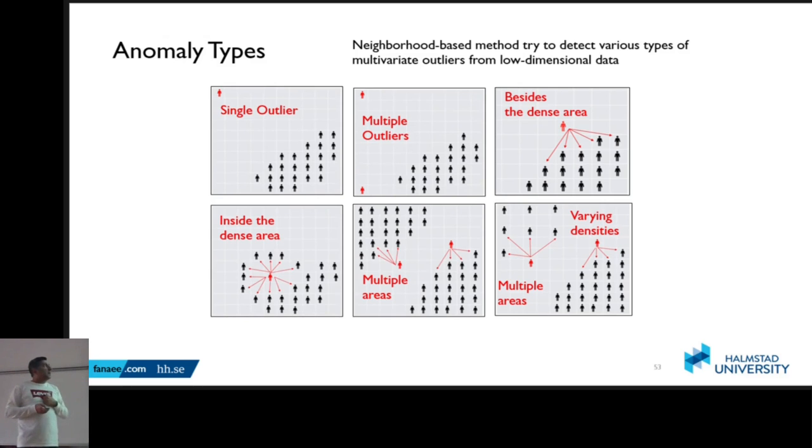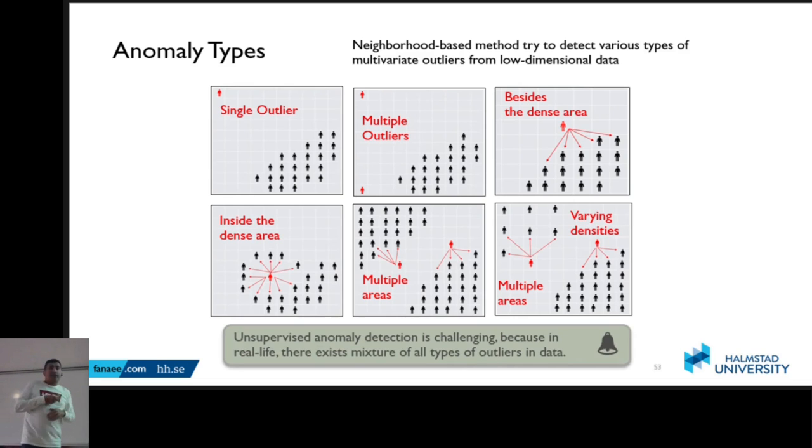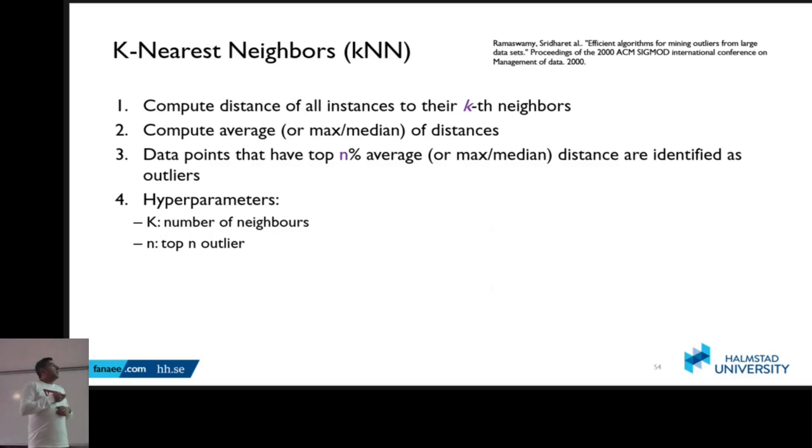The idea of neighborhood-based methods is that they try to detect various types of multivariate outliers from low-dimensional data. So we can have a single outlier like this. We can have multiple single outliers. We can have outliers beside the dense area, which is harder to detect. We can have outliers inside the dense area. We can have multiple areas, and outliers beside these two dense areas. We can have areas of varying densities and outliers close to these areas. This makes anomaly detection a challenging task, because in real life data sets, we may have a combination of these types of outliers. But we try our best to detect some of those.